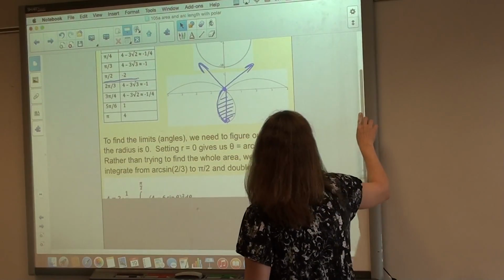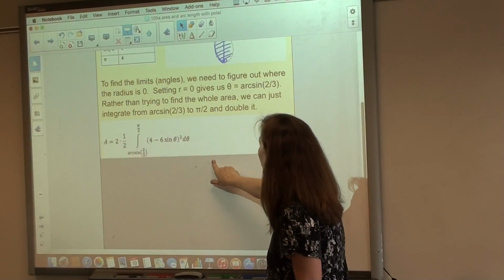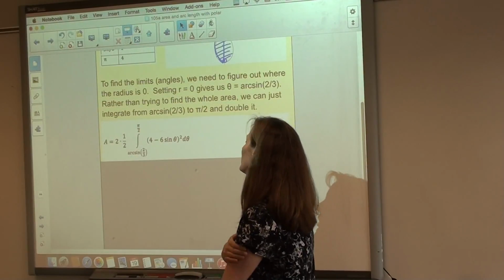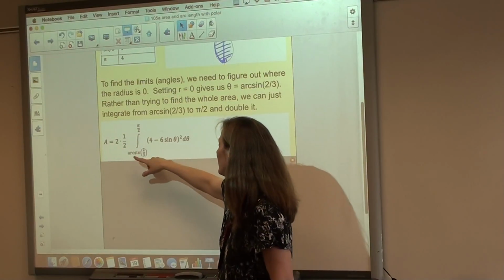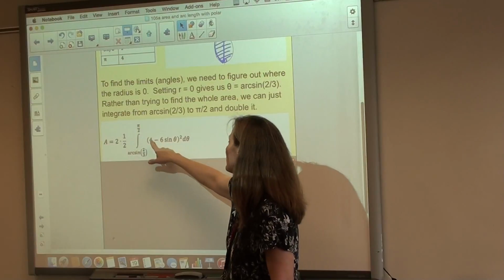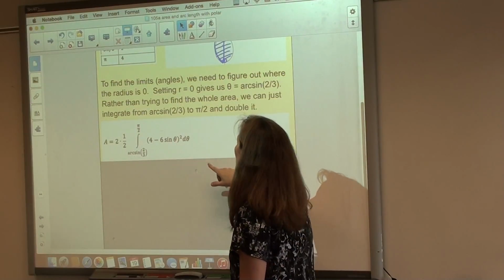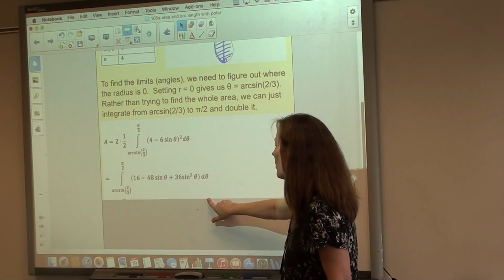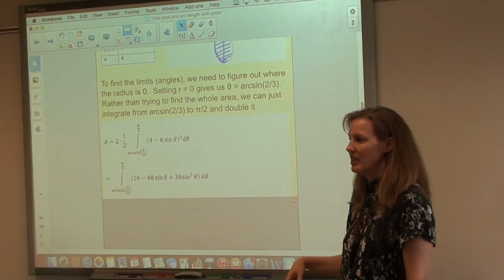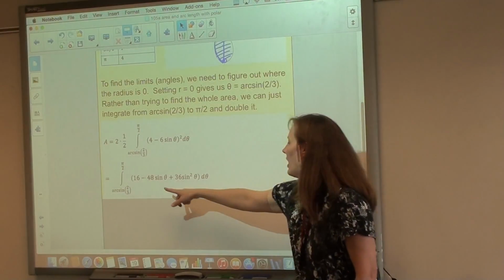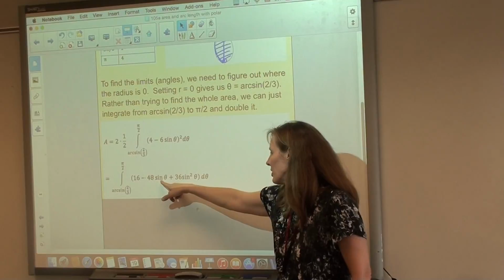There's a long explanation. Okay, so you can read that on your own. All right. So there's your setup. So we're going to double 1/2 integral from arcsine 2/3 to pi halves of 4 minus 6 sine theta squared. When you square this, of course, you have to square the whole quantity, right? So you get this lovely thing. I can integrate this.